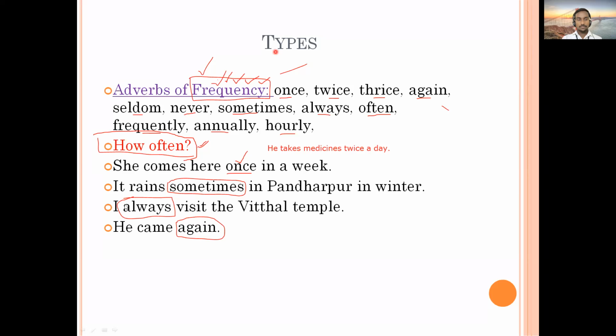Sir, meaning of seldom? Okay, so seldom means rarely. It is the opposite of frequently. Frequently means again and again. Seldom means rarely: maybe once or twice or not at all. So that is the meaning of seldom. For more, you can refer to a dictionary. Okay.